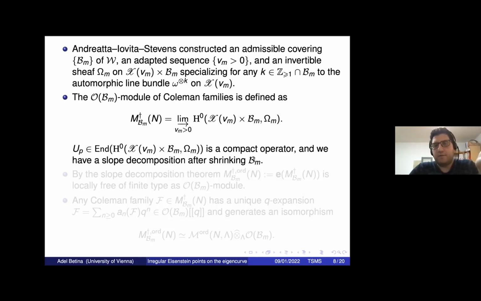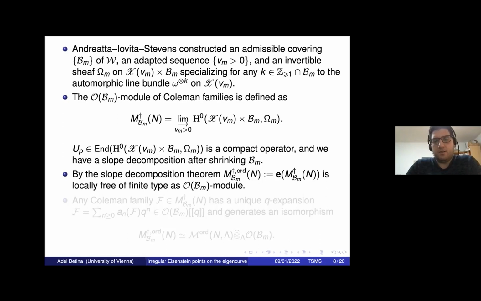And so we have a slope decomposition. So the idea, you can cut this in two pieces, a piece where the UP acts by non-zero, and another piece where UP is nilpotent. And if we want to consider just the ordinary part, we will get the theory of Hida's theory.